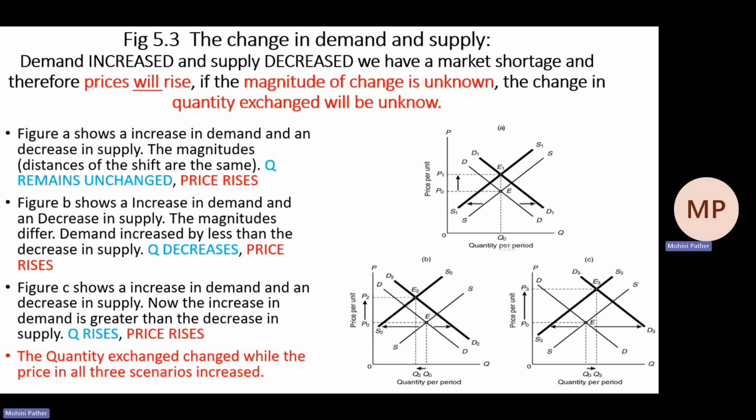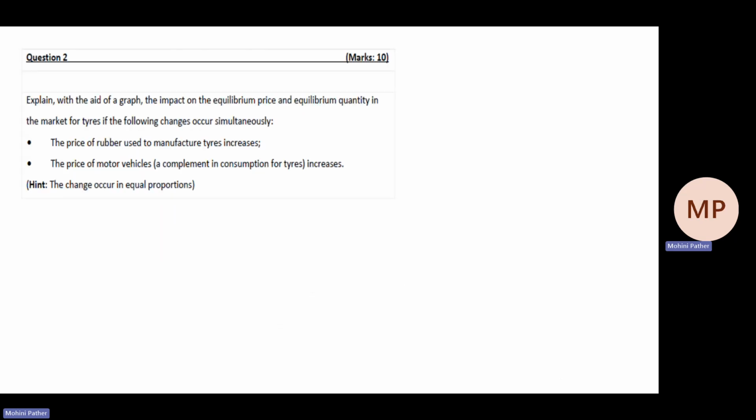Okay, so what actually is happening here and how we describe it. So, again, if the magnitudes are the same, then everything remains unchanged except for price, which rises. Okay, so your quantity is exactly the same. If you've got an increase in demand and a decrease in supply, your quantity decreases, your prices increase. If you've got an increase in demand and an increase in supply, your quantity rises and your price rises as well. Okay, so the quantity exchanged changes while the price in all three scenarios has increased.